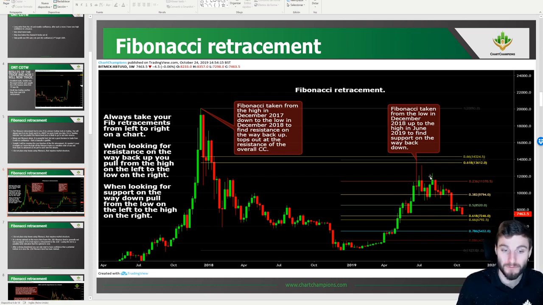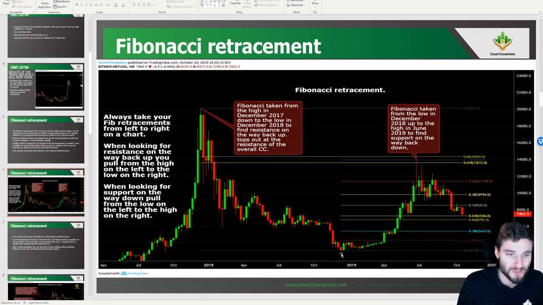But firstly, I want to start off making it very clear: never start taking your fibs from right to left. It's just not how you use fibs, and I do see people using that incorrectly. Maybe some other random person has taught you to use it this way, and in my opinion, it is 100% incorrect. I would never ever pull a fib from right to left. So follow me, I would say, if you're here. Never be pulling your fibs from right to left.